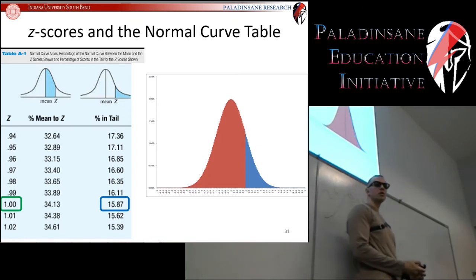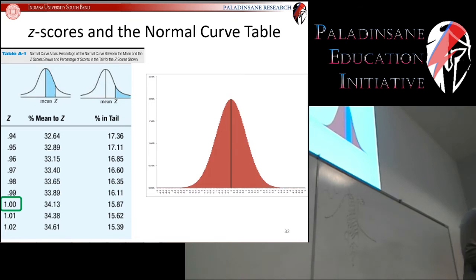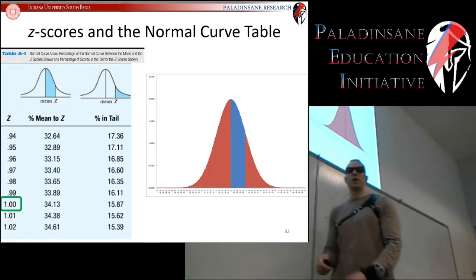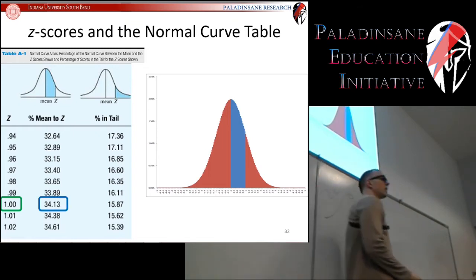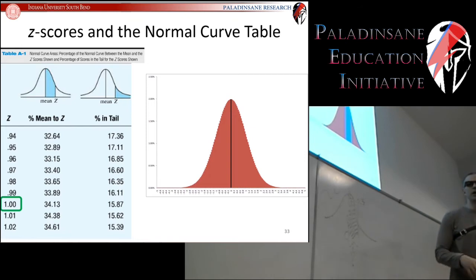From that z-score to the mean, so above the mean to the z-score, what is that blue area right there? Well, once again, draw your distribution. Once again, find your z-score of 1. Look for the column that it matches. In this case, it matches this column. Get the corresponding percentage. And we see that we have 34.13% in that blue area.